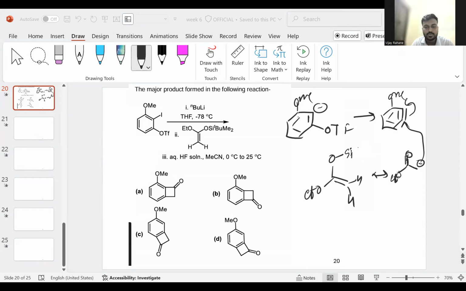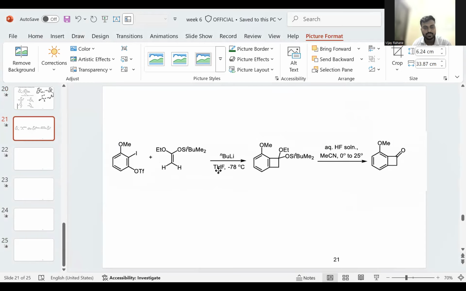Okay, but to form the enolate back, we need some sort of driving force, and that is absent here. So the enolate does not further attack on that one. So it will go like a 2 plus 2 type reaction. So I will just show the mechanism of how this one goes. So this will be 2 plus 2.